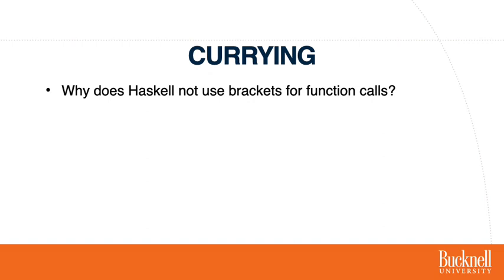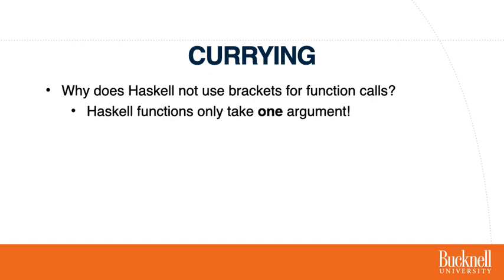So why does Haskell not use brackets for function calls? Haskell functions only actually take one argument. You don't need brackets to indicate what is and isn't an argument. Haskell will always just look to the right of the function if the function requires an argument. Foo of 6, 2, 3 is actually foo of 6, which then returns a function that takes 2, and that returns a function which takes the 3.